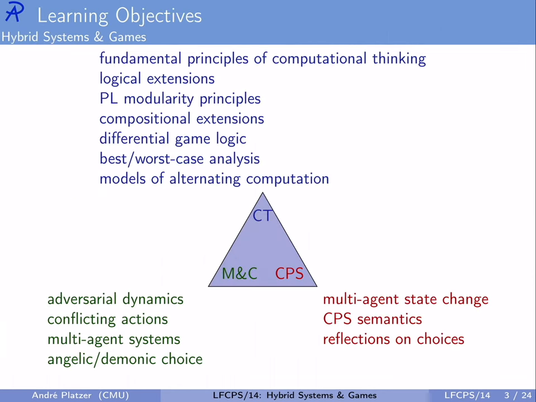What we're learning today on the modeling and control side is that we're understanding a new and important dynamical aspect of adversarial dynamics. This aspect is very important for understanding multiple agents with possibly conflicting actions in the system.